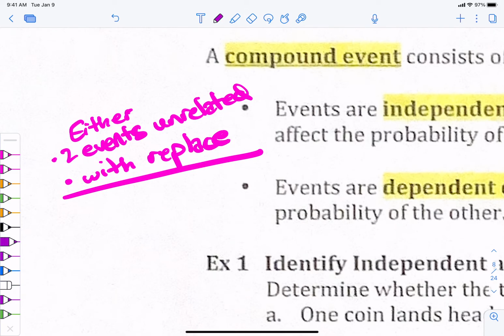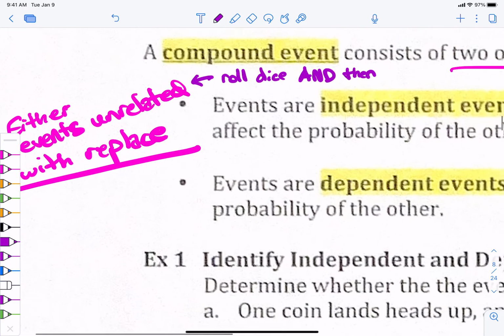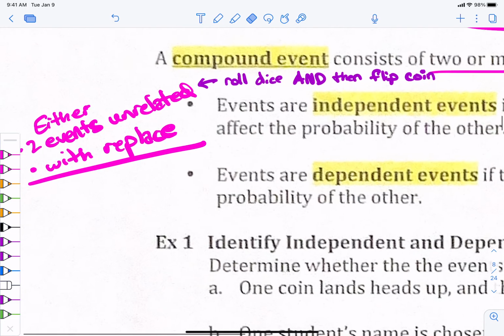An example of two events that are completely unrelated would be rolling a dice and then flipping a coin. We don't have to subtract 1 from the bottom number if we're rolling a dice and then flipping a coin. Those are two separate things that we're doing together. That's two unrelated events. That is independent. They don't have to say "with replace" there because you're doing two different things.